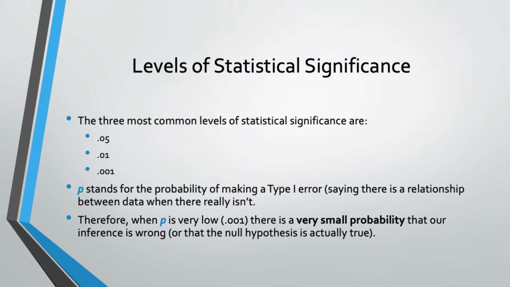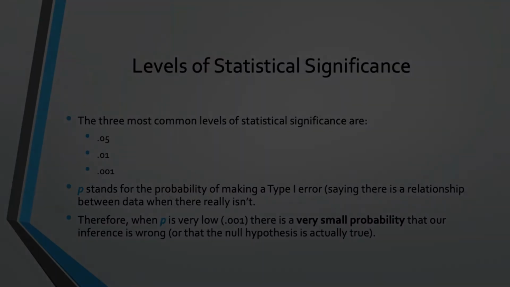error. Now, in statistics, all of these different thresholds, 0.05, 0.01, 0.001, we typically denote as P. And P stands for the probability of making a type 1 error. In other words, saying that there is a relationship between the data when there really isn't. So we always want P to be very, very low. The smaller that P is, the smaller the probability that your inference is wrong or that the null hypothesis is actually true. So very, very small P values are good. They indicate that there's a very small probability that you are wrong.